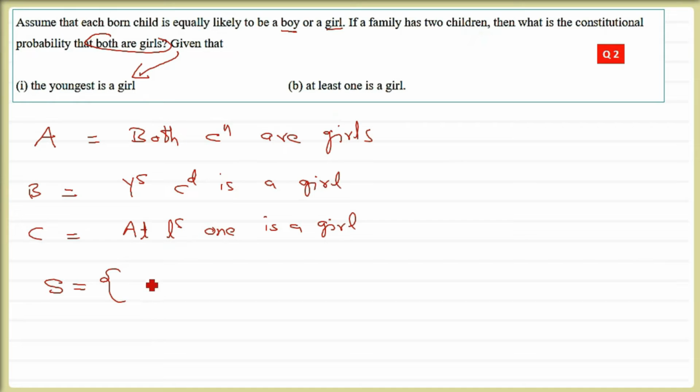Like in head and tail, we have HH, TH, HT and TT. Similarly, here we have first and second as boys, because it is equally likely. First can be a boy, second can be a girl. First can be a girl, second can be a boy, or both can be girls, first and second. Now the sample space, the number of elements are 4. So this total is 4.